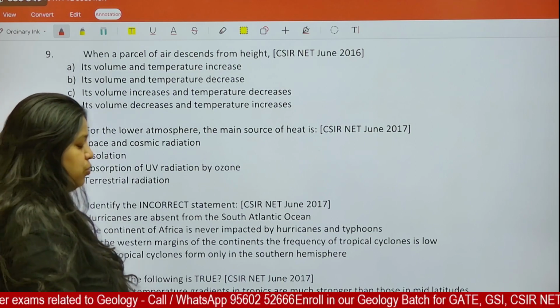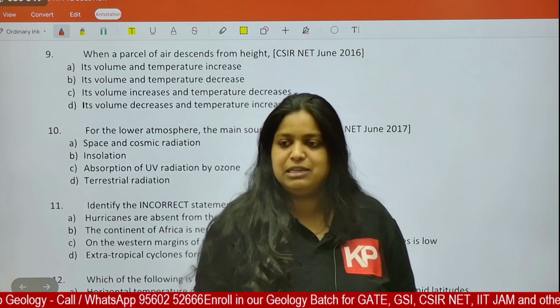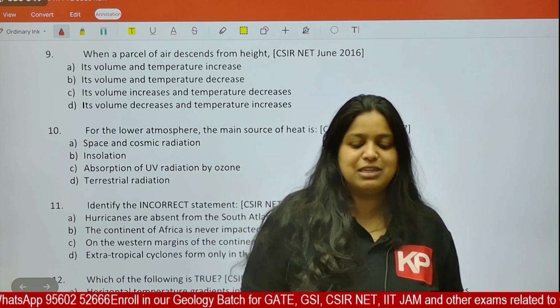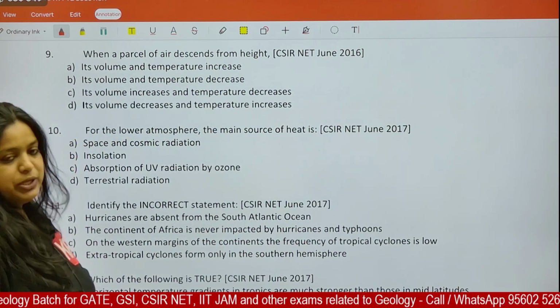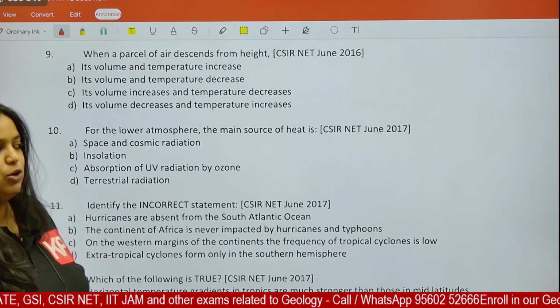Now, actually this chapter is about the interaction between air and sea. So both atmospheric science terms will also be coming over here. That's why this question has been mentioned here along with this chapter.